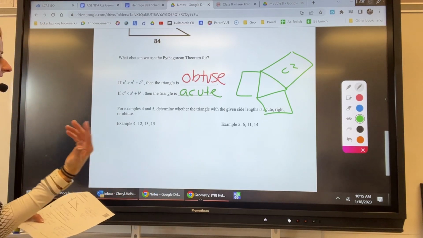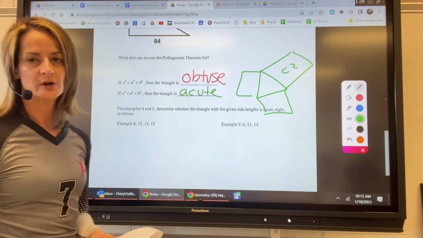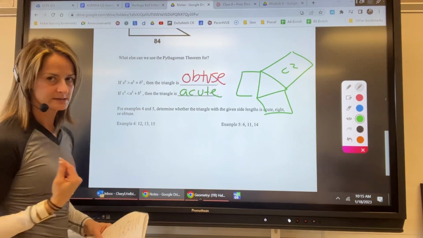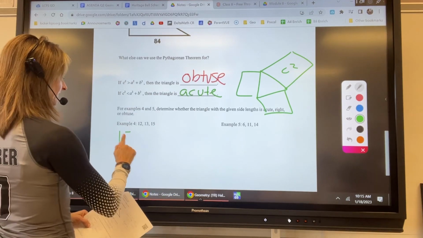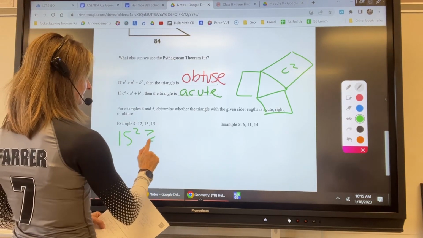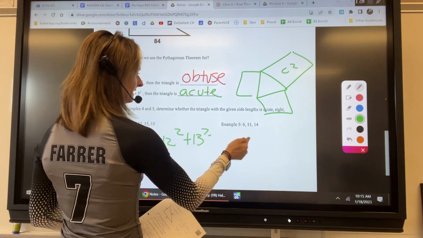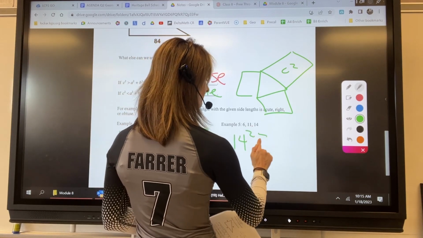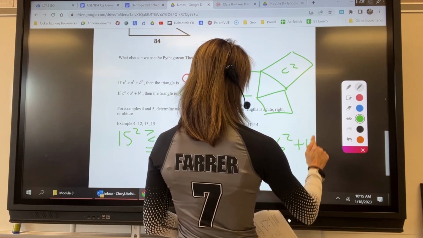So we can use that for examples 4 and 5 to determine whether the triangle with the given side lengths is acute, right, or obtuse. When we're given 3 lengths, obviously the longest side is our C, so we have to make sure we put that in for C. So here we're going to do 15 squared. Is that greater than, less than, or equal to 12 squared plus 13 squared? And here, the longest side has to be 14, so 14 squared. Is that greater than, less than, or equal to 6 squared plus 11 squared?